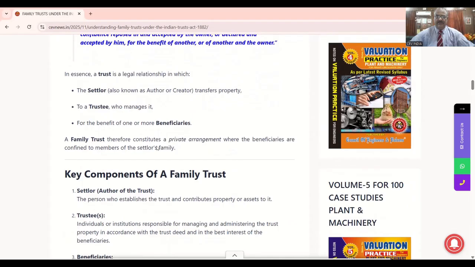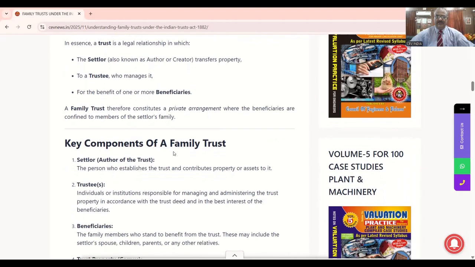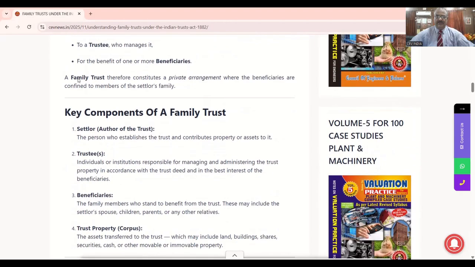A family trust is therefore a private arrangement where the beneficiaries are confined to members of the settlor's family. Beneficiaries are confined to members of the settlor's family. That's why it is known as a family trust.